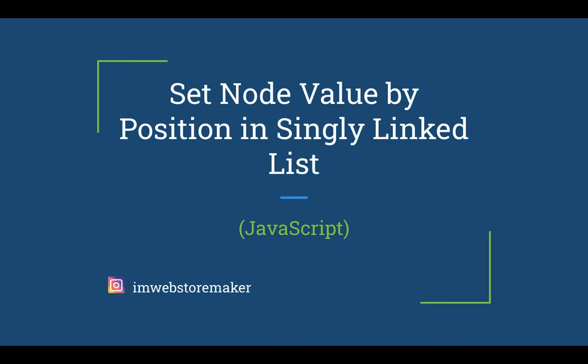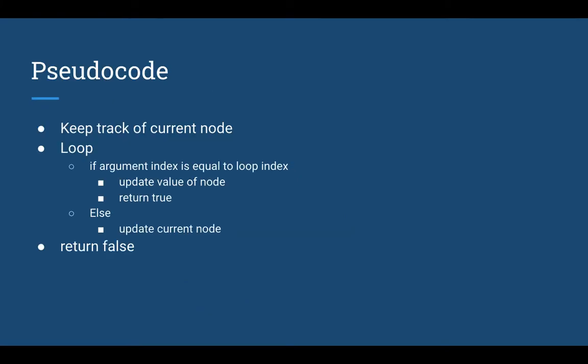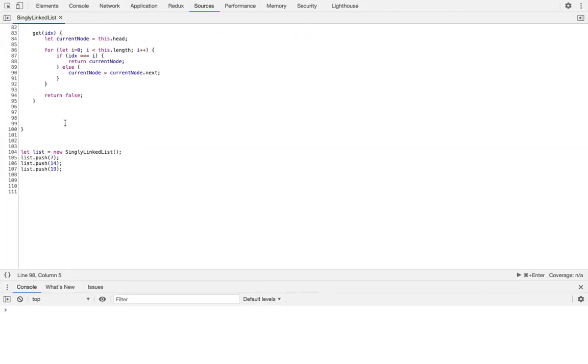In this video, I'm going to show you how to set the node's value by position in a singly linked list. For our method, we're going to call it set. This method will take in two arguments. The first one will be the index or the location within our list that we want to make this update on. And then the second argument will be the value.